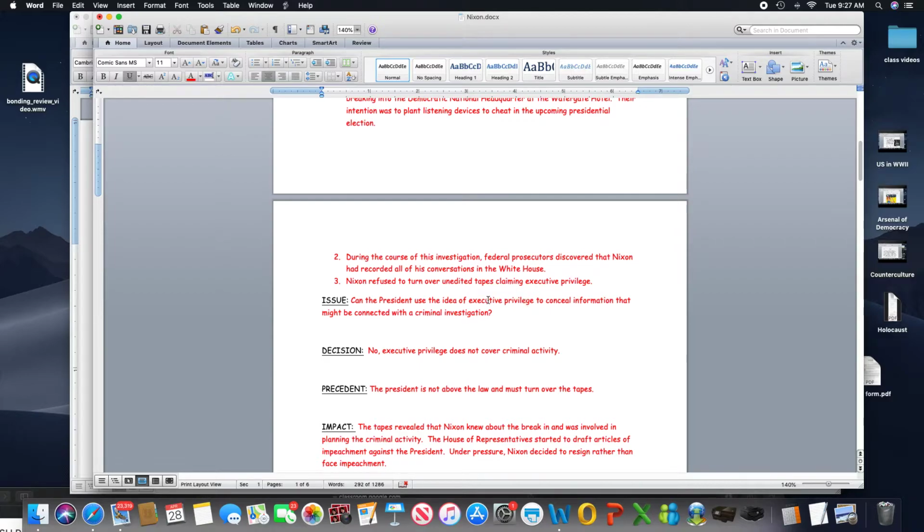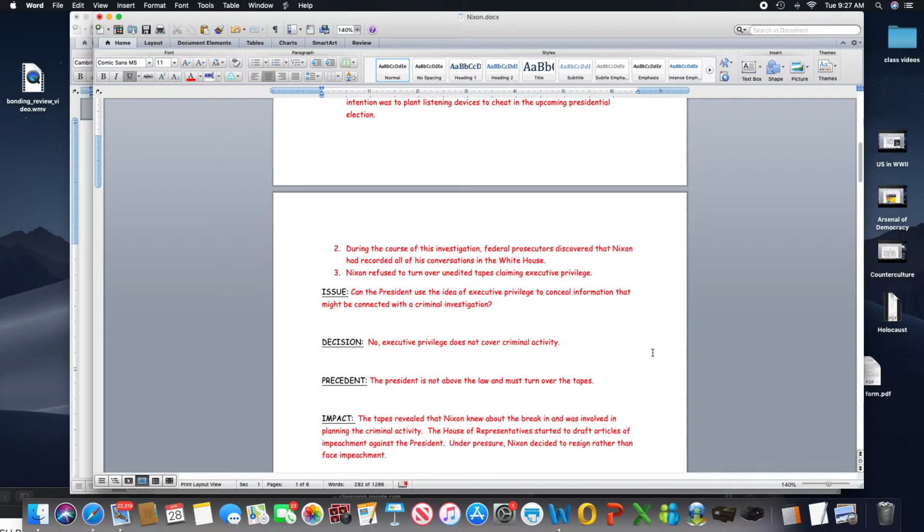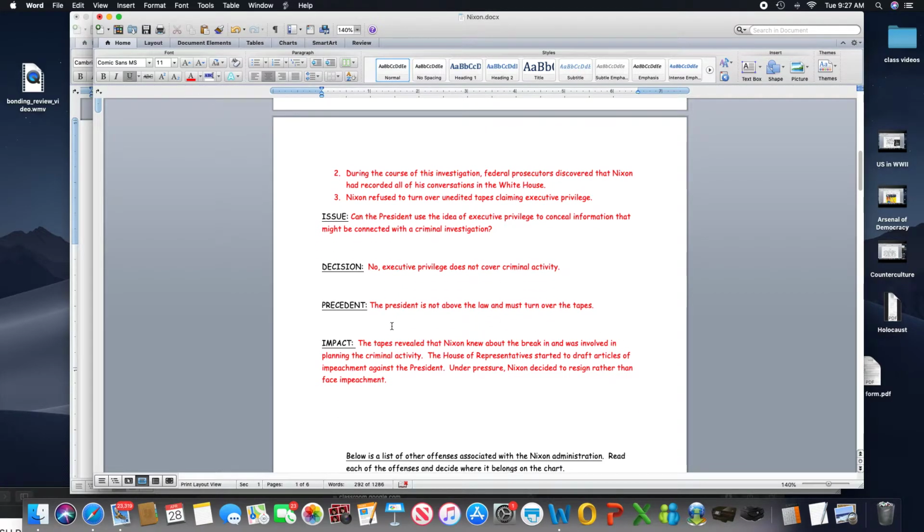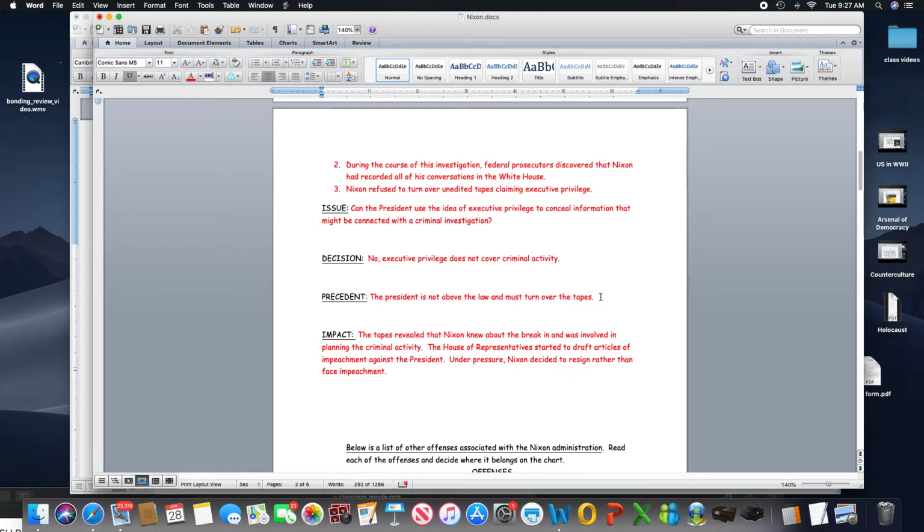And so that's what Nixon was relying on, this idea of executive privilege. And the Supreme Court said no, that you can't use executive privilege to cover up criminal activity. And so the precedent of this case, very, very important, is that the president is not above the law and must turn over the tapes. So the impact of this case was tremendous.